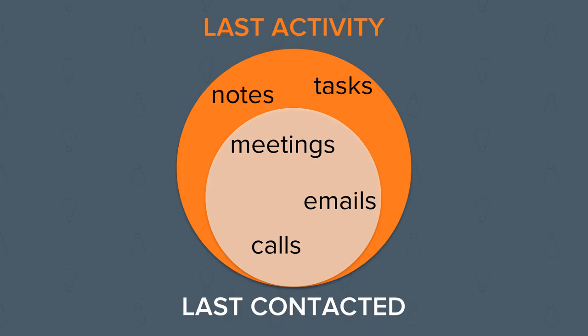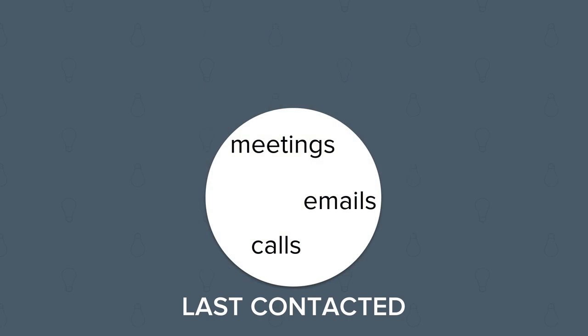A very similar property is last activity. This works exactly like last contacted, except that it also takes into consideration notes and tasks. Bob could use last activity if he wanted to know the last time he performed any sort of action on a contact record. But in this case, he wants to base his view on the last time he actually interacted with a person, so he's using last contacted.